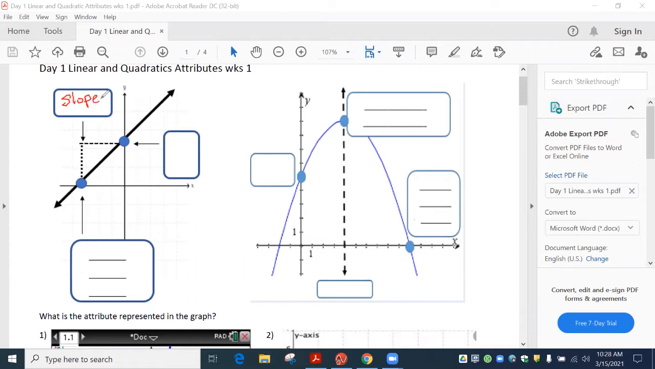Slope is the one that's not easy. Let's see, what time? Yeah, about 5 minutes. All right, you got to be writing this down. You got a pencil? Need a pencil? Need one? There you go.